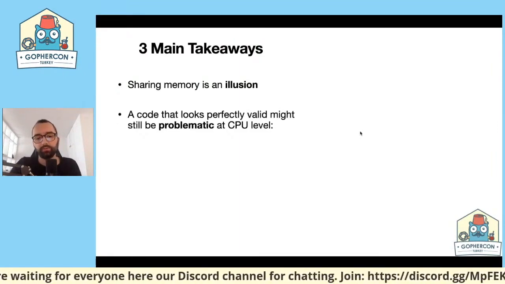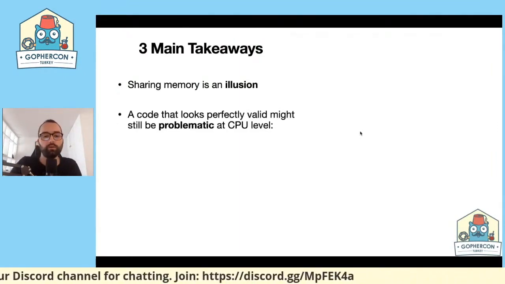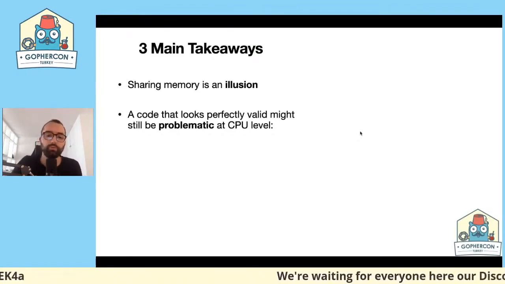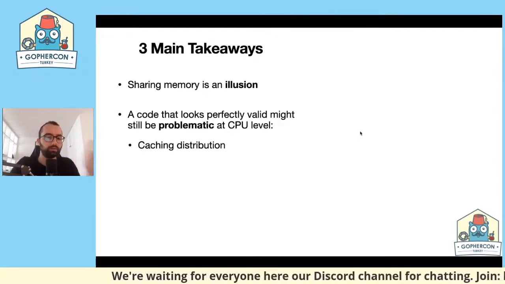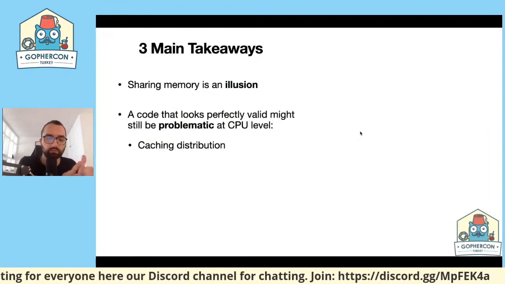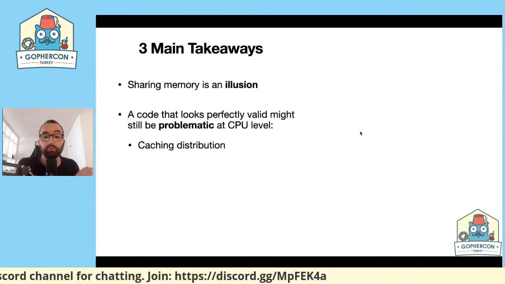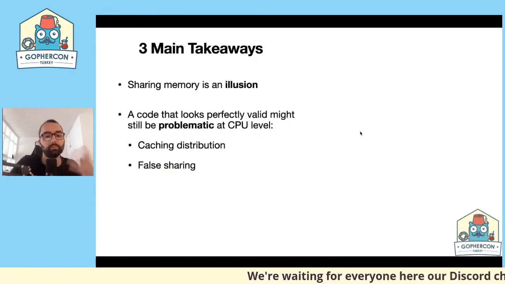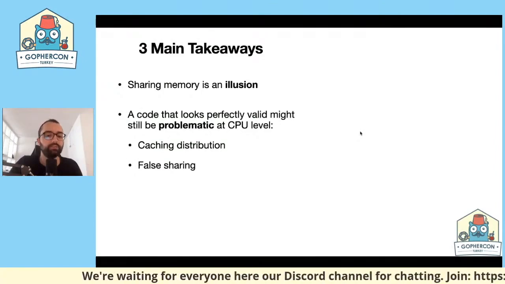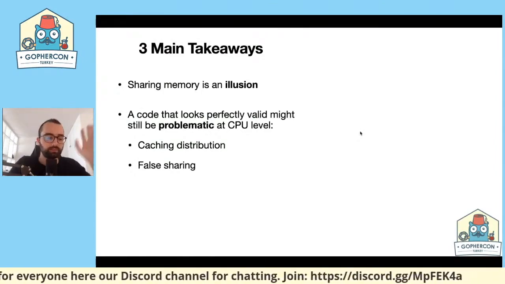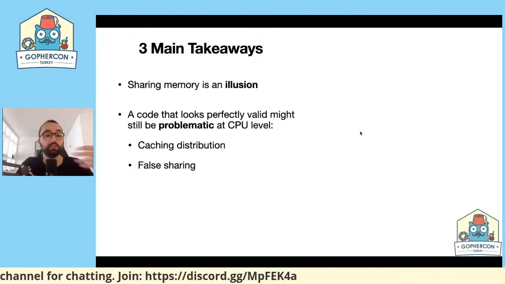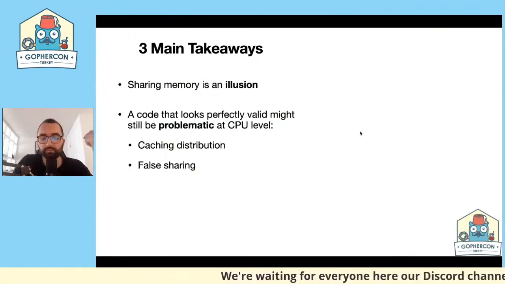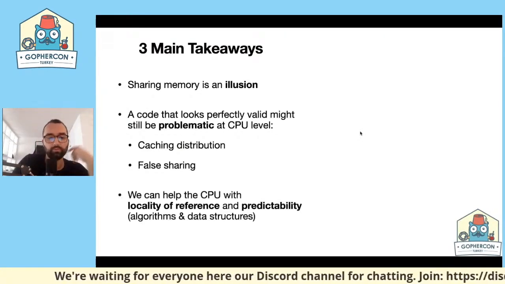And we have seen also examples where code that looks perfectly valid from a Go perspective might still be a problem at CPU level. We have seen the example with the cache distribution, because we had this critical stride leading to a terrible distribution in our data, leading to what we call conflict misses. We have seen also the example of false sharing, leading to refetching the data again and again. So definitely code that looks perfectly valid might still be a problem at CPU level. And it's because we understand how the CPU works that we can avoid such problems.